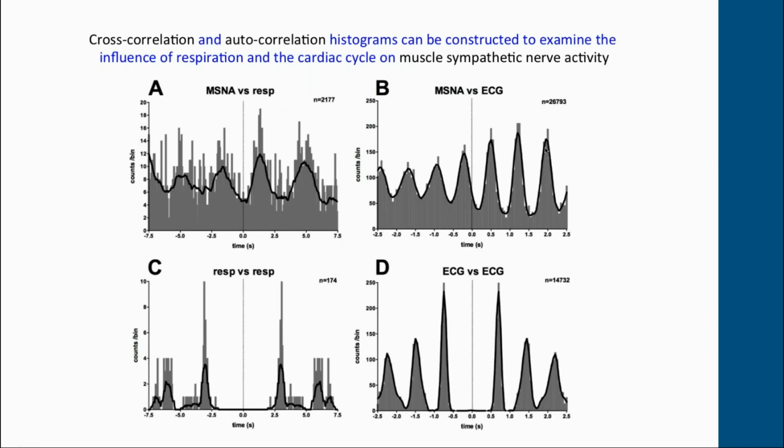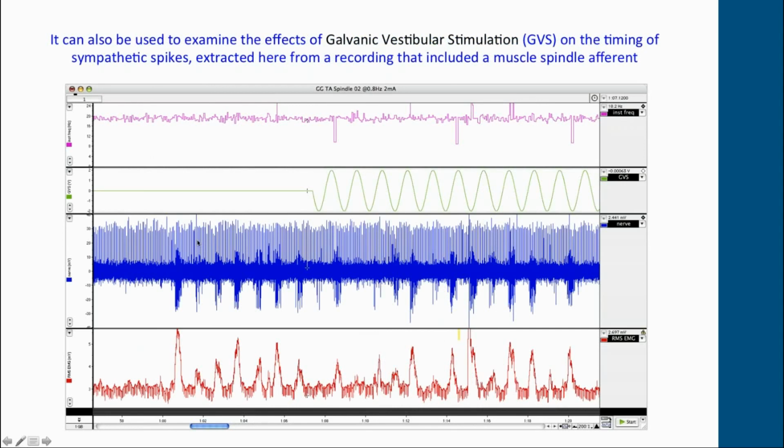And we can see the same thing with skin sympathetic nerve activity as well. Now, I mentioned that occasionally we will get recordings in which we have muscle sympathetic nerve activity infiltrating an afferent recording.